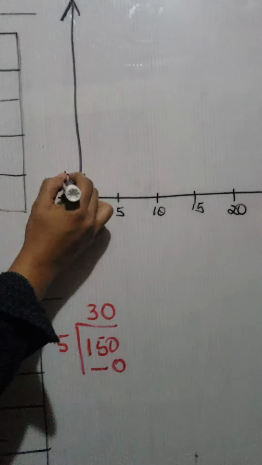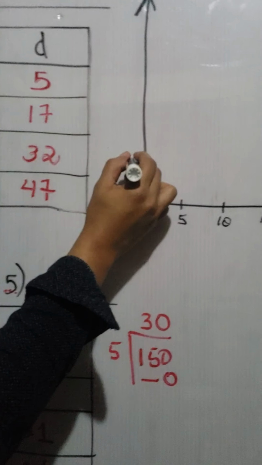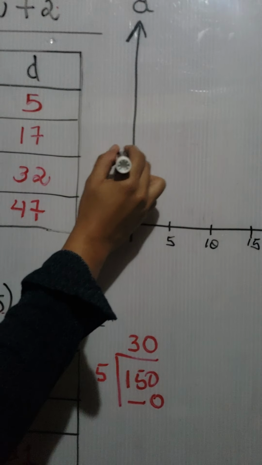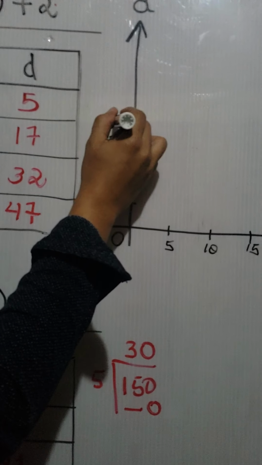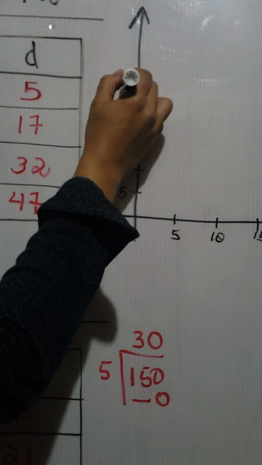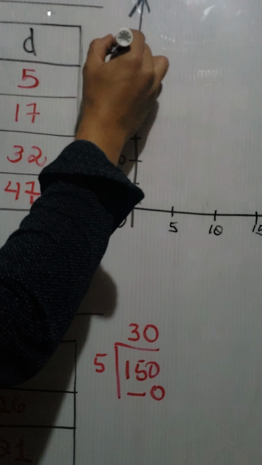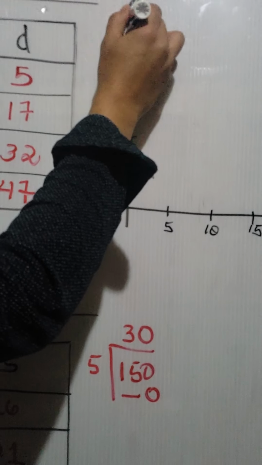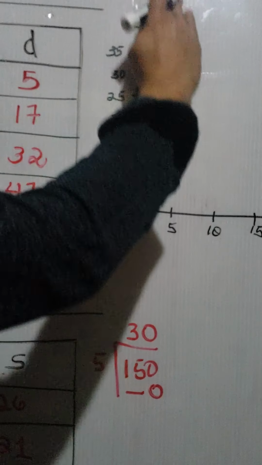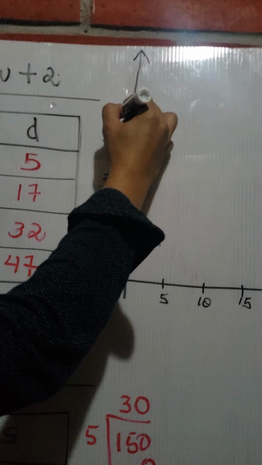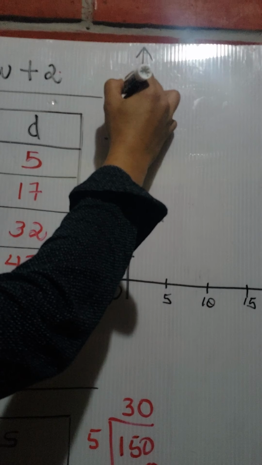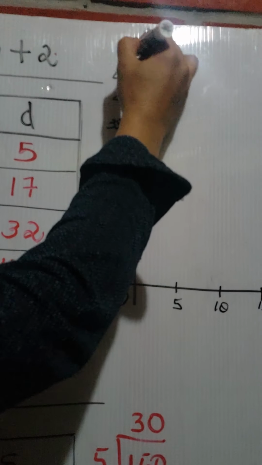5, 10, 15, 20, 25, 30, 35, 40. I have to make it bigger. We have to be careful with this. 40, 45, and 50.